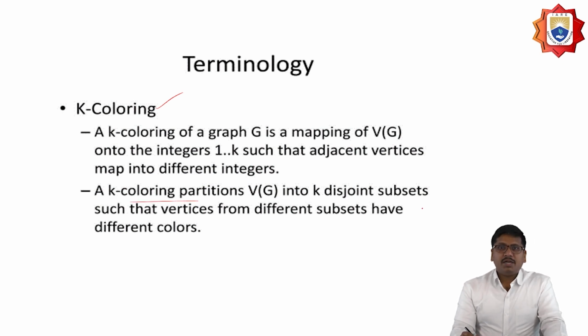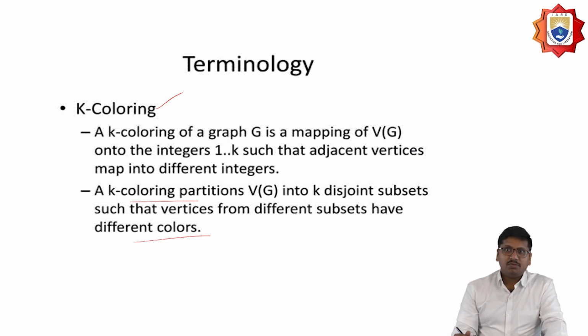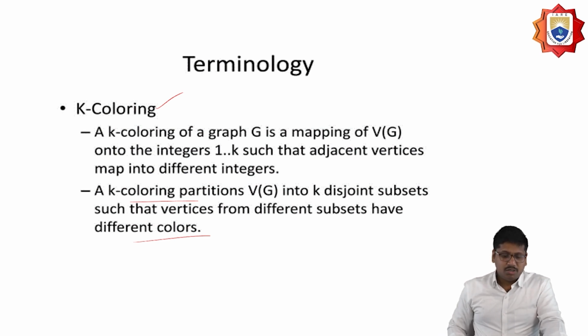So the K coloring partitioning is nothing but the object should be of distinct subsets such that the vertices from the different subsets are going to have different colors. So the K coloring means that the coloring of the graph is a mapping of vertices of the graph such that the adjacent vertices are going to have different integers. So the K coloring partitions are also going to be disjoint subsets such that the vertices from different subsets are going to have different colors.